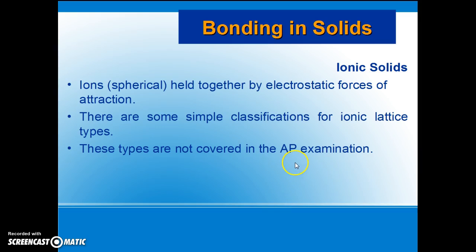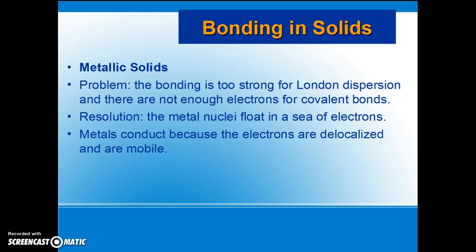Now, ionic solids. Pretty straightforward. The ions are spherical and they're held together by electrostatic forces, plus to minus attraction. There are some simple classifications for ionic lattice types that used to be things you had to memorize for the AP exam. Fortunately, you don't have to do that anymore. However, you must know that ionic solids are held together electrostatically.